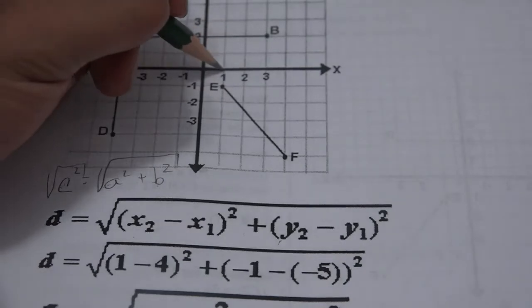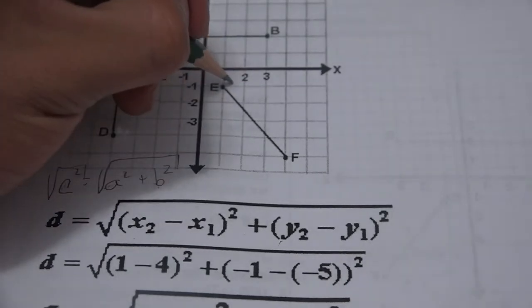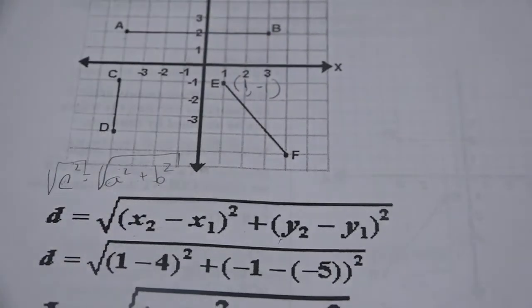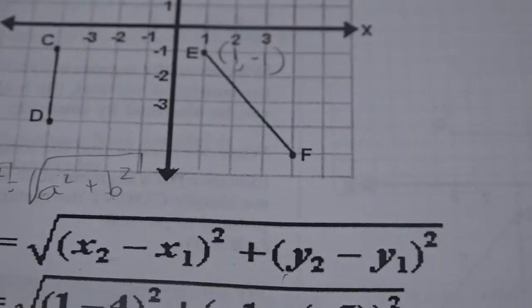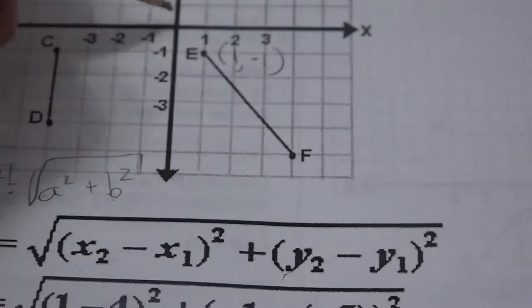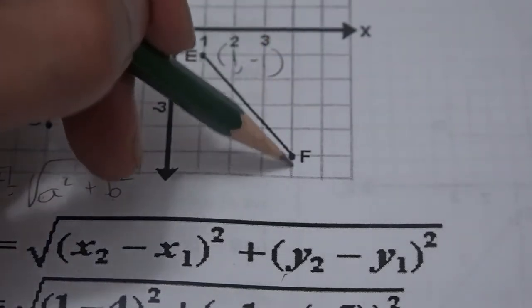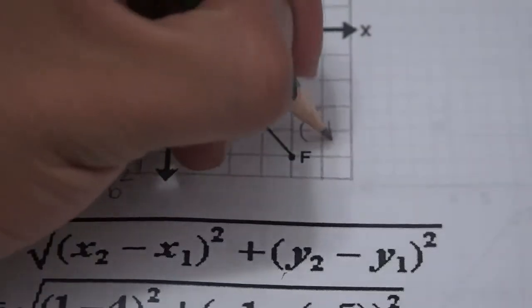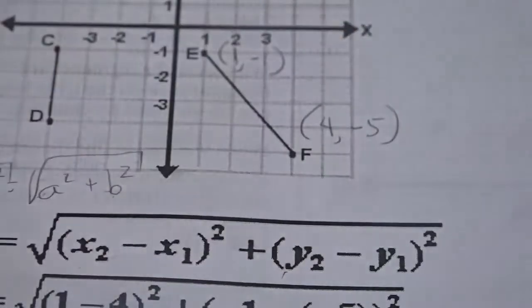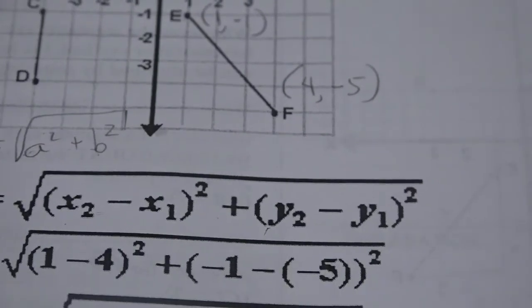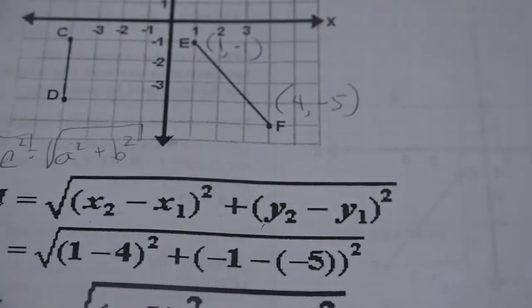E is (1, -1). That's what E is. F is nothing more than 1, 2, 3, 4 over and 1, 2, 3, 4, 5 down. This is (4, -5). That's what it is. All right then, so now let's label them. Let me zoom out a little bit.